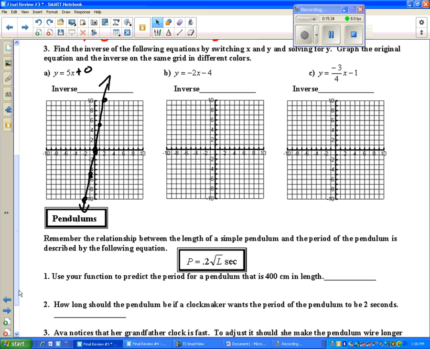My inverse, again, I'm telling you to switch x and y. So x is equal to 5y. To get y by itself, you have to divide by 5.